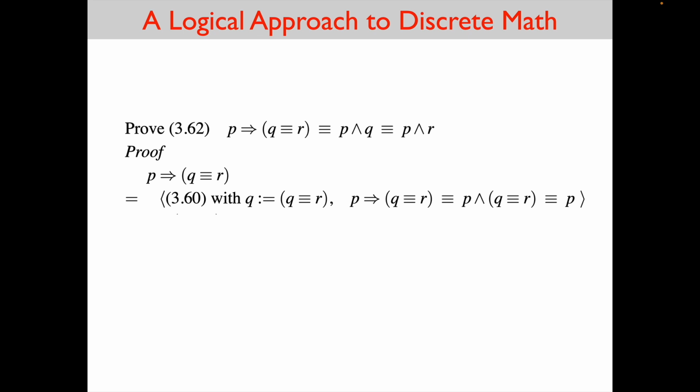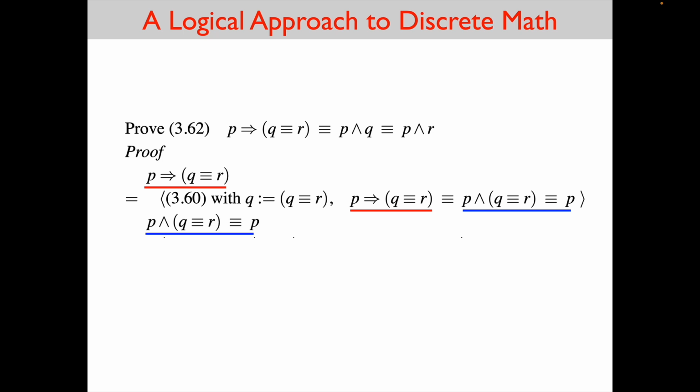And now what do we identify? We identify the fact that we have P implies Q equivales R on the first line, and this theorem says that P implies Q equivales R equivales P and Q equivales R equivales P. So what do we have on the next line? Boom. P and Q equivales R equivales P. Are you with me?